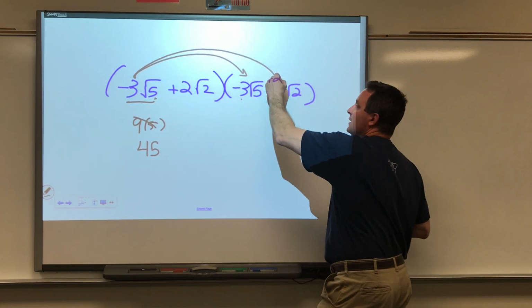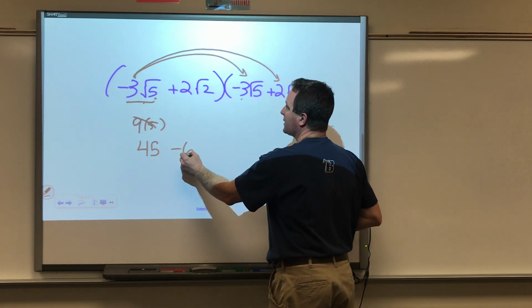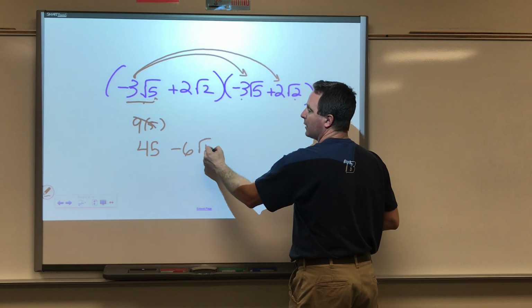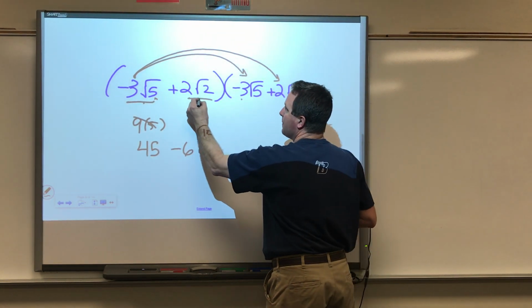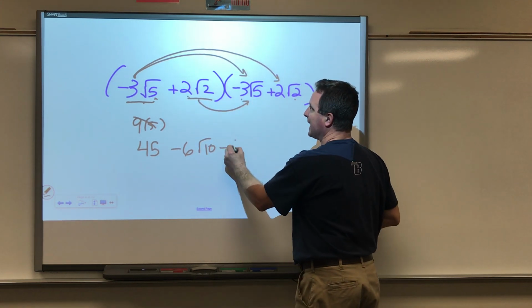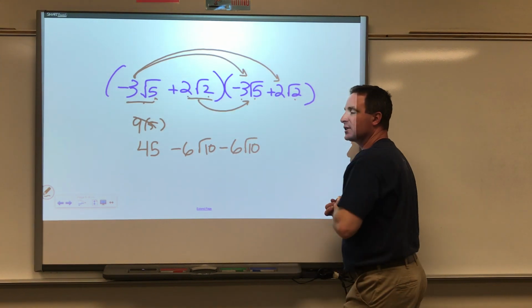Then I take it times this one. Negative 3 times 2 is negative 6. The radical part, square root of 5 times the square root of 2 is the square root of 10. Okay? Then I go to my middle term right here. 2 times negative 3 is negative 6. 2 times 5 is another negative 6 square roots of 10.